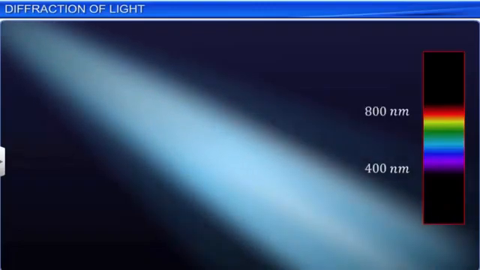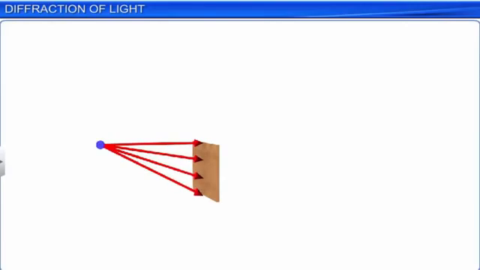This condition is also applicable to light waves. The wavelength of visible light is in the range of 400 to 800 nanometer. Since the wavelength of visible light is much smaller than the dimensions of most of the obstacles it encounters, we usually do not observe any diffraction.